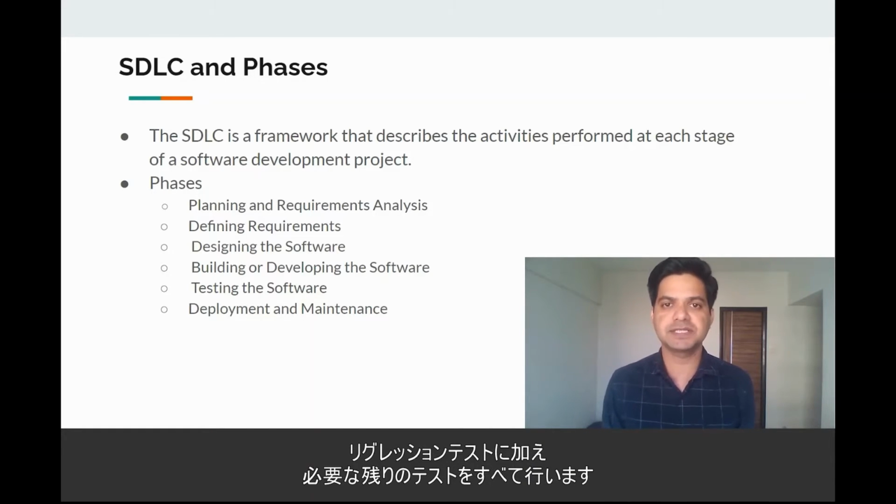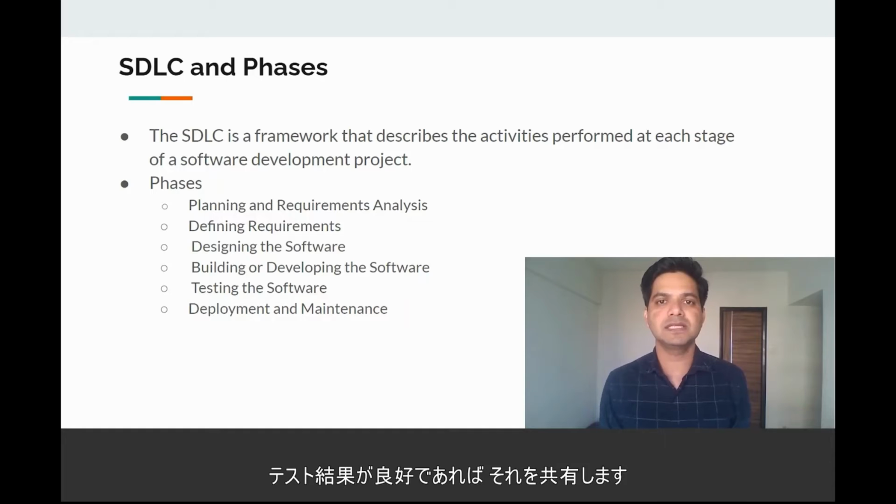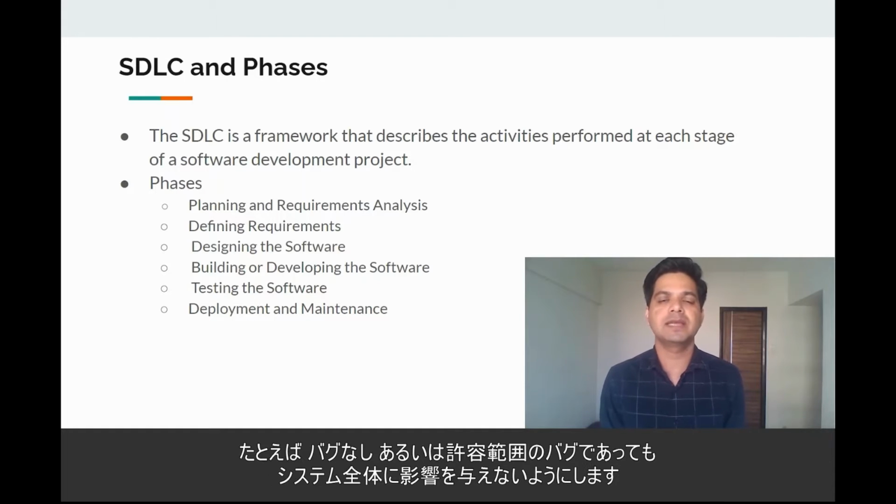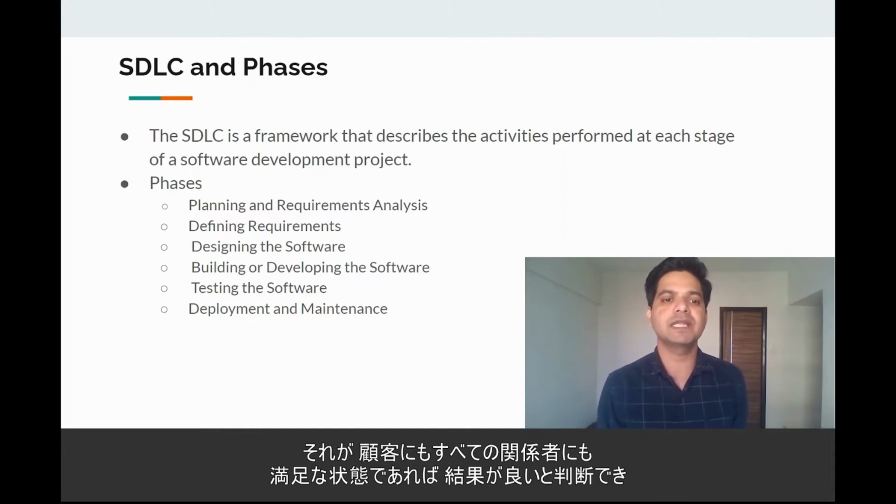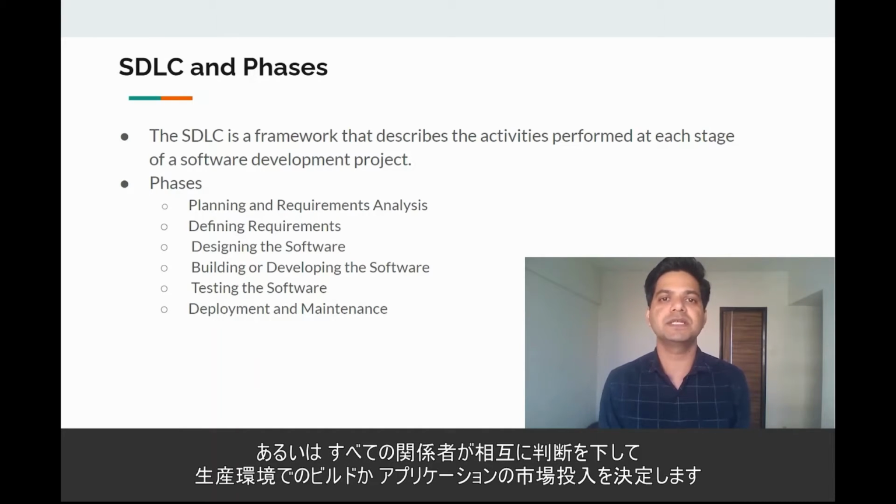They will do the regression testing and all remaining testing that they need to complete, and post that, once the test results are good, like if there is no bug or the bugs are acceptable, having low impact on the overall system, and if the customer and all stakeholders are okay with that, then all stakeholders mutually take a decision to take this build to production, or take this software application to the market.